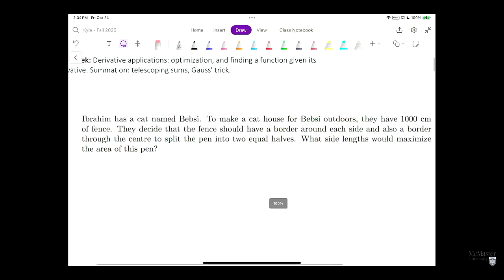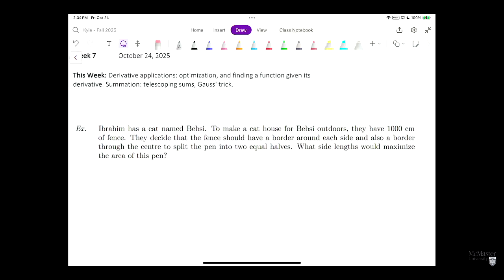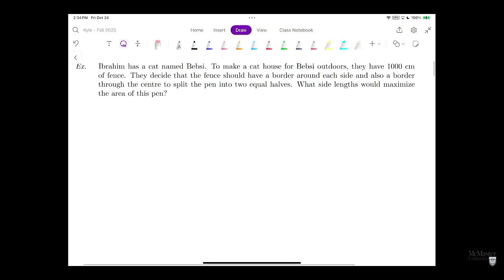Okay, so Ibrahim has a cat named Bebzi. To make a cat house for Bebzi outdoors, they have 1,000 centimeters of fence. They decide that the fence should have a border around each side, and there should also be a fence in the middle to split the pen into 2 equal halves. The question says, what side lengths would maximize the area of this pen?